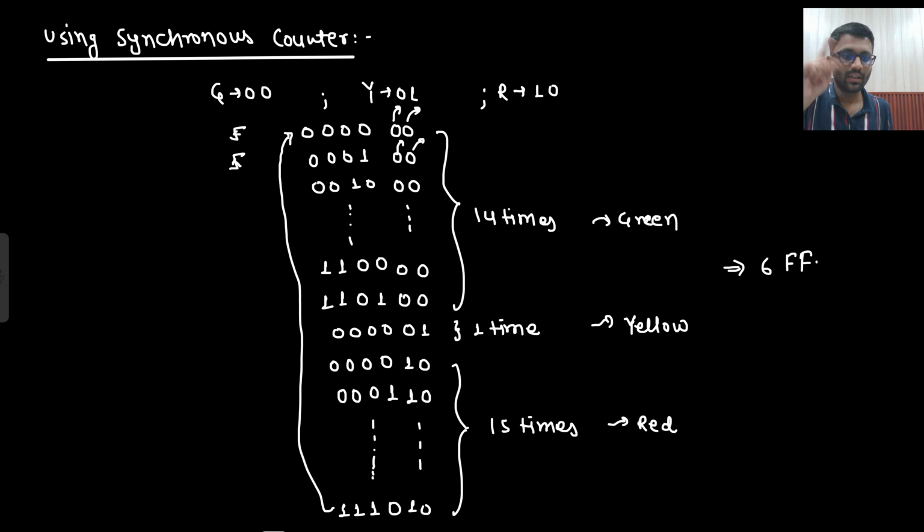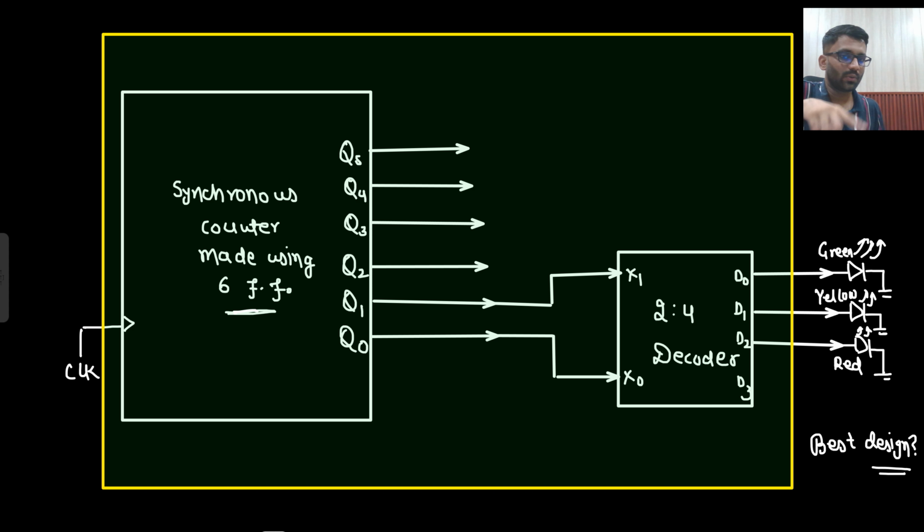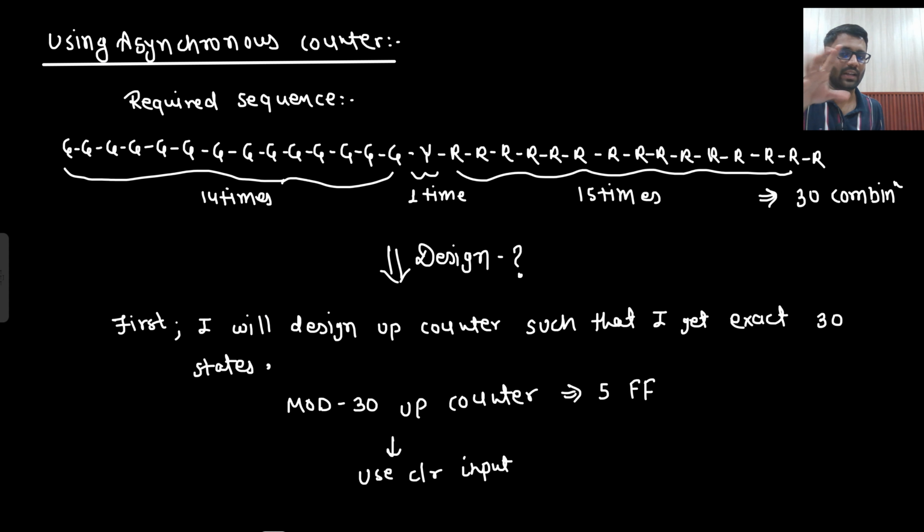But if I am using an asynchronous counter, then I get to know that this is my required sequence and I need 30 combinations. And if I need 30 combinations, what does that mean? That I require only 5 flip-flops. 30 combinations means 5 flip-flops only. So if I require 5 flip-flops, I will generate 30 combinations, and with respect to those 30 combinations, I can generate my different outputs, which will be green, green, green, green, then yellow, then red, red, red.